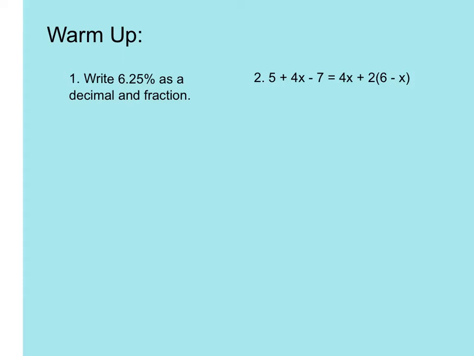To begin today's lesson, we have a warm-up. Our first problem of the warm-up asks us to write 6 and 25/100% as a decimal and fraction. Remember, to change it into decimal form, it's like dividing by 100. So we have to move our decimal 2 places to the left, which results in 0.0625, or 625 ten thousandths.